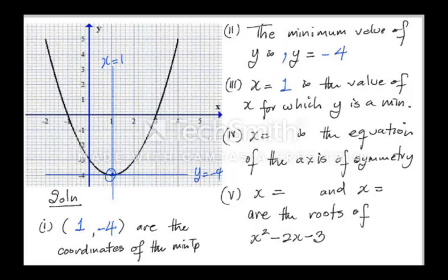In other words, at the point on the graph where y is a minimum, which is here, the value of x is 1. We're asked to find the equation of the axis of symmetry. Remember I said to you that the axis of symmetry is a vertical line that passes through the turning point. So this is the line of symmetry.